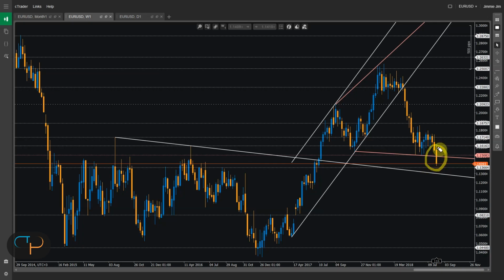The bears were able to pull the price around this 1.1366. So we're okay here.